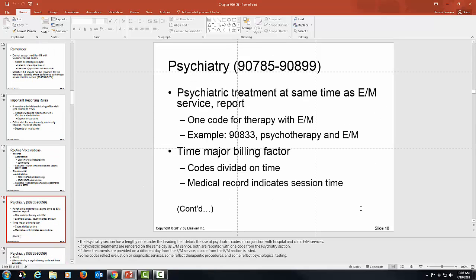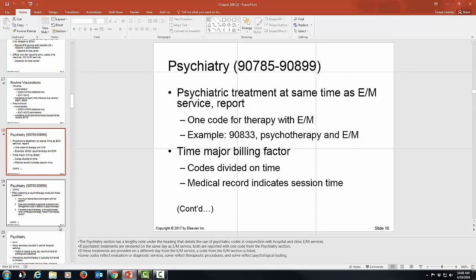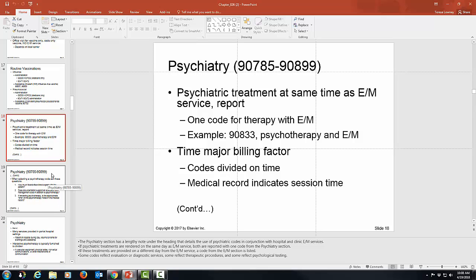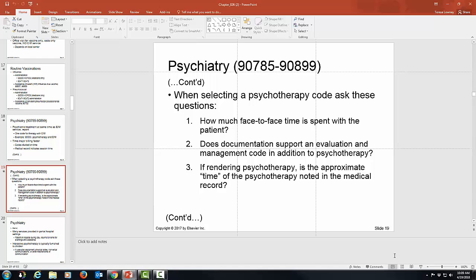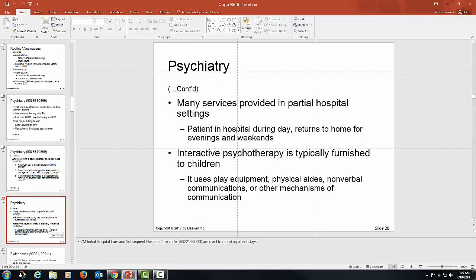Psychiatry section, the treatment is at the same time as an E&M service. Report one code for the therapy with your E&M code. Time is your major billing factor for all of these psychiatry codes. The codes are all divided according to time, and the medical record will indicate how much time was spent, a start and a stop time. And your documentation always has to support it.